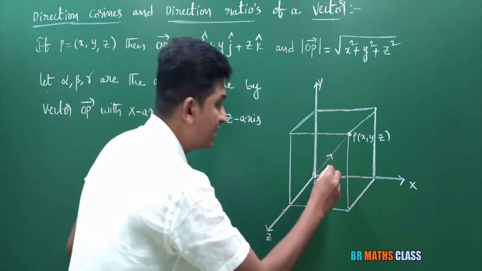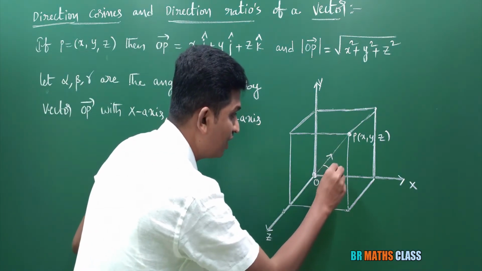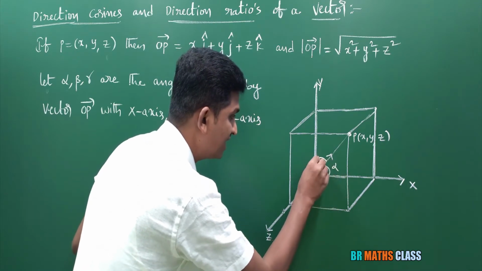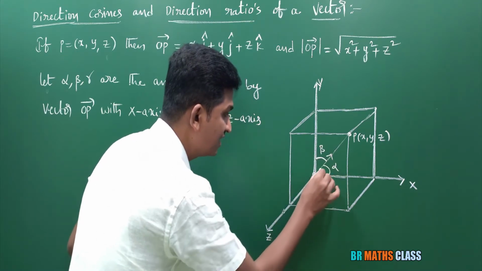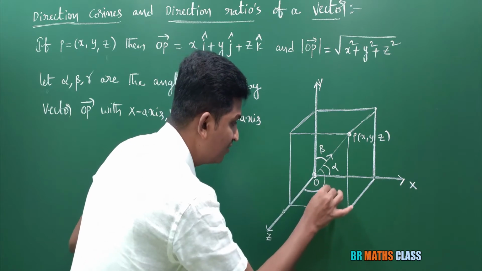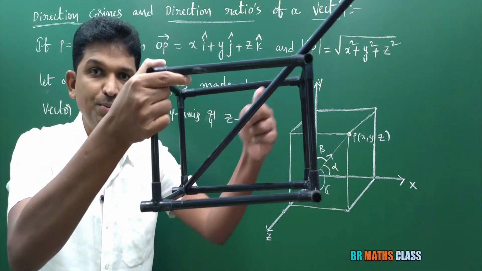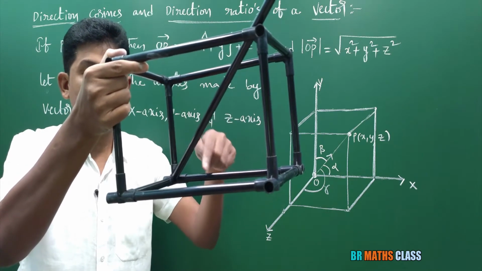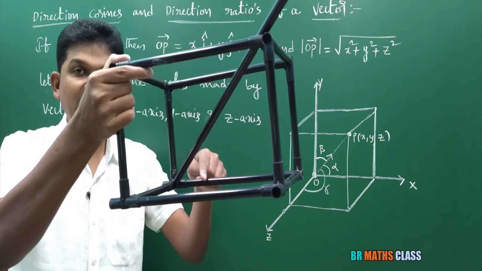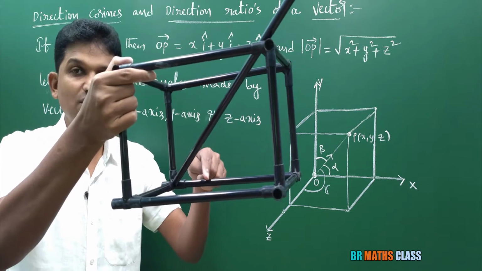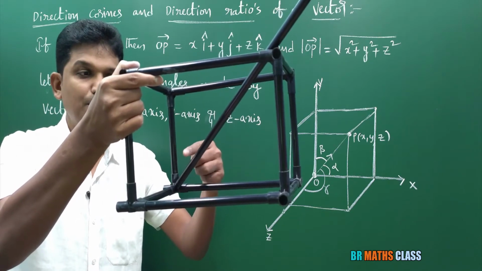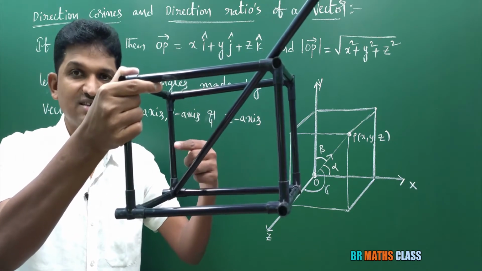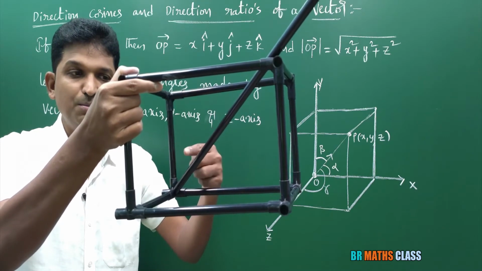See here, this is OP bar. This makes an angle alpha with the x-axis, an angle beta with the y-axis, and an angle gamma with the z-axis. You observe this is the angle made by OP bar with the x-axis; this angle is alpha. This is the angle made by OP bar with the y-axis, so this is the angle beta.